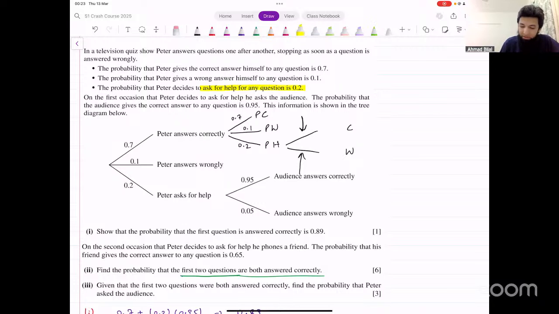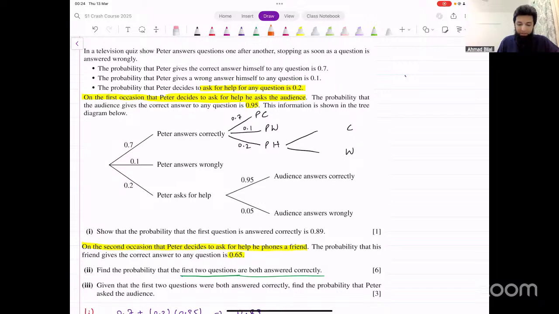Given these statements, it says the probability that the audience gives the correct answer to any question is 0.95. And on the first occasion that Peter decides to ask for help, he asks the audience. That was one thing that we were given. On the second occasion that Peter decides to ask for help, he phones a friend. The probabilities are 0.95 and 0.65 respectively. What is the probability of being correct here going to be? Now remember, you need to understand the question statement correctly. It says on the first occasion that Peter decides to ask for help, he asks the audience.